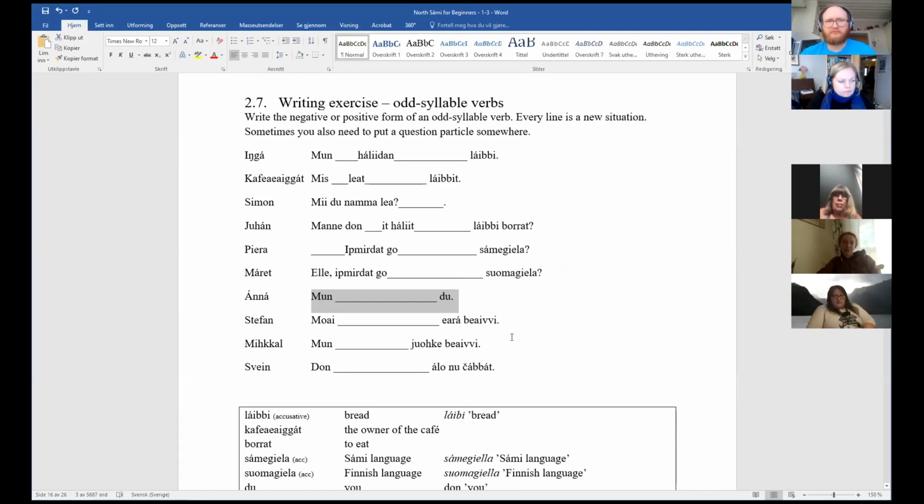Okay, do we have anybody else? Monin rahkistu. Yeah, here we have some monin rahkistu. That was one suggestion. Yeah, we write like that.